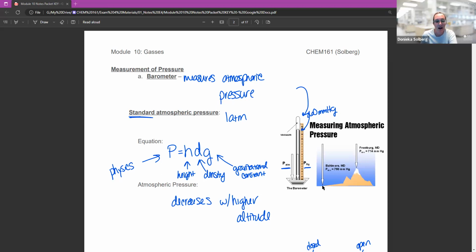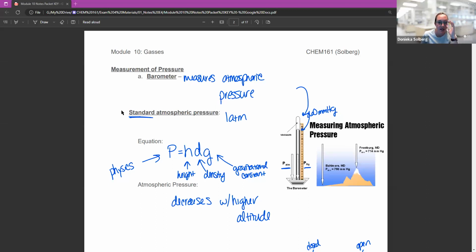So we say at exactly sea level, like Baltimore, Maryland, is at exactly sea level, 760 millimeters of mercury. That's how high the mercury level goes. Whereas if you take it up into the mountains where we know there is less atmospheric pressure, it only measures 714 millimeters of mercury. So that's where the millimeters of mercury comes in. Again, this is then what a barometer is going to look like.